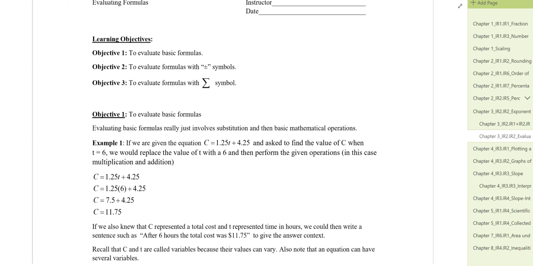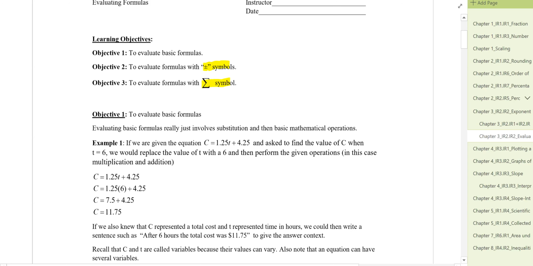Hello, in this lesson, I'm going to review evaluating formulas. So the three main objectives: one is to evaluate some basic formulas. Objective two, I'm going to evaluate formulas involving plus and minus symbols. And the third one, I'm going to evaluate formulas involving summation symbols.